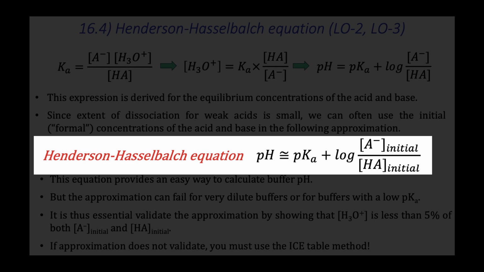Note that this second term on the right goes to 0 when we have equal concentrations of the acid and its conjugate base. And so this equation tells us that under those conditions, the pH will equal the pKa.